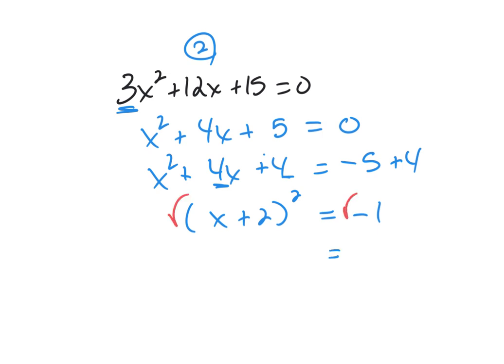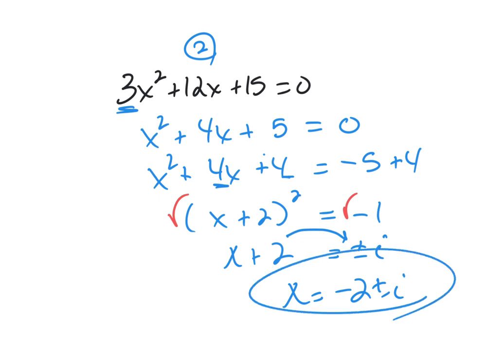Don't forget, that was yesterday's lesson. That's i. So I'm going to put plus or minus i. You could put 1i if you want to, but i. Over here is just x plus 2. And the last step is removing that 2 to the other side. It becomes negative 2 plus or minus i. And again, that doesn't look like two answers. It's two solutions. All right, I'm going to show you one more.